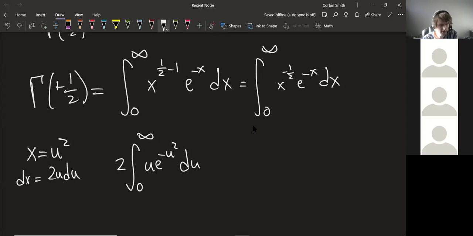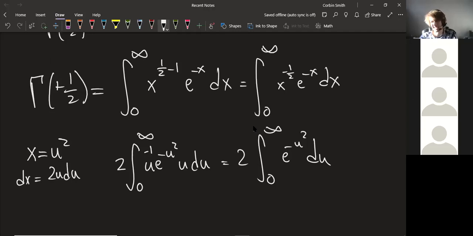This is where I confused myself several times. That's not a u, that's a u to the minus 1. There we go. And dx is equal to 2u du. So we have u du here. So that's equal to 2 times the integral from 0 to infinity of e to the minus u squared du.